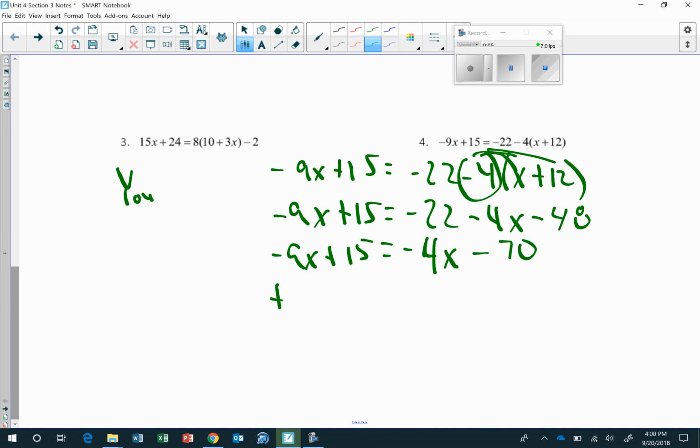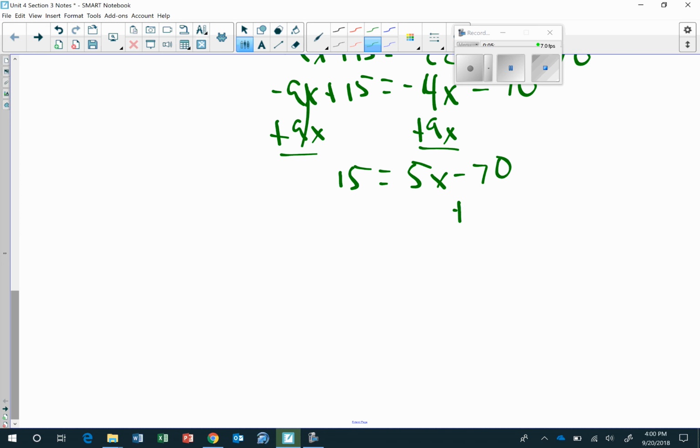I'm going to add 9x to both sides. Again, I'm doing this because I want to wind up with a positive coefficient. If I wanted to, I could have added 4x to both sides, but I would have wound up with negative 5 on the left. So I added 9x to both sides.